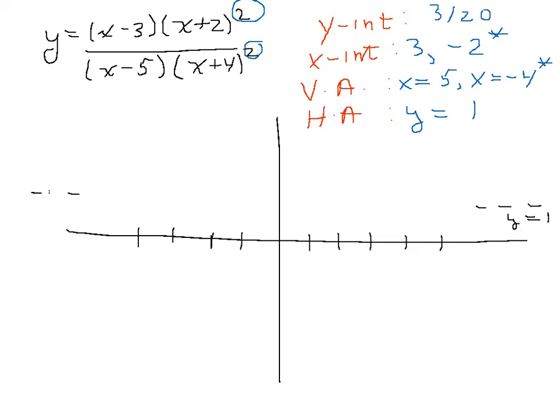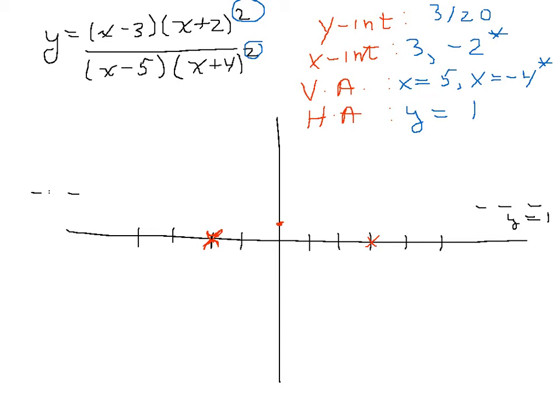Okay, so let's see how we can do here. The y-intercept is 3/20, so that's something up there. There is an x-intercept at 3 and one at minus 2. And the minus 2 is special, because this is squared, it behaves like y equals x squared. In other words, it's either going to look like that or it's going to look like that. We don't know quite which one yet.